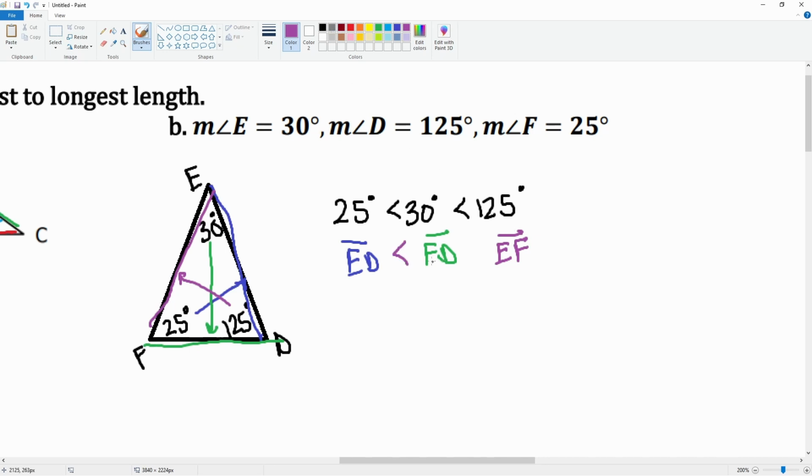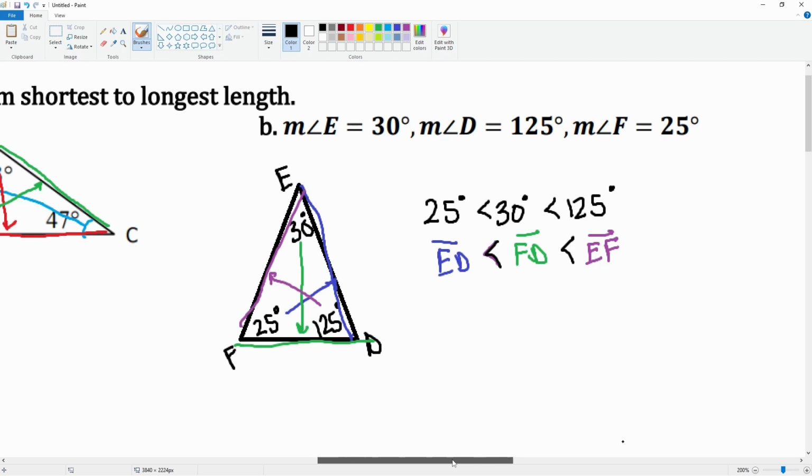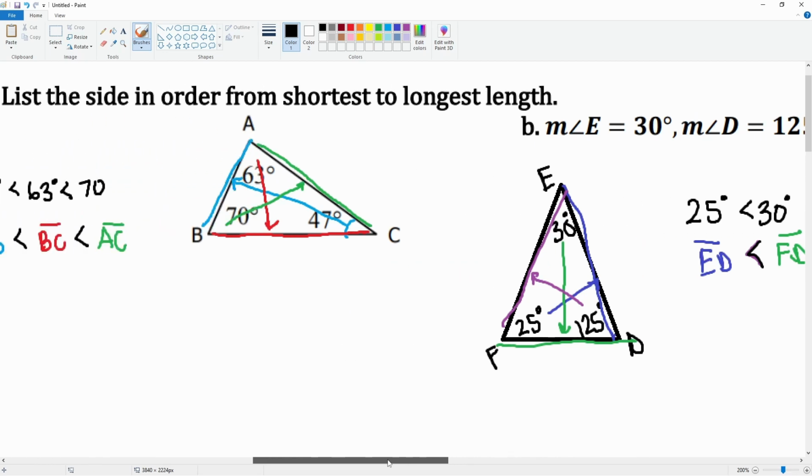So there you go, line ED is less than line FD, which is less than EF. Okay, so again, draw out the triangle and use the triangle inequality to list them.